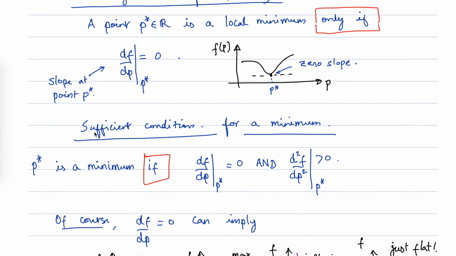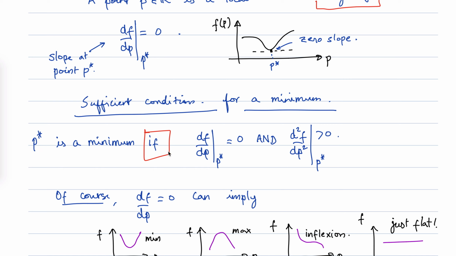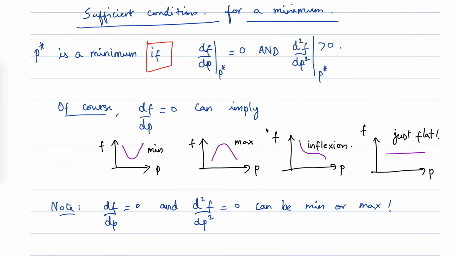Sufficient condition for a minimum is P star is a minimum if you have the slope equal to 0 and the second derivative evaluated at P star is greater than 0, right? So why do we care about that? Again, this is familiar to all of you. Slope equal to 0, df by dp equal to 0 can mean a minimum, right?